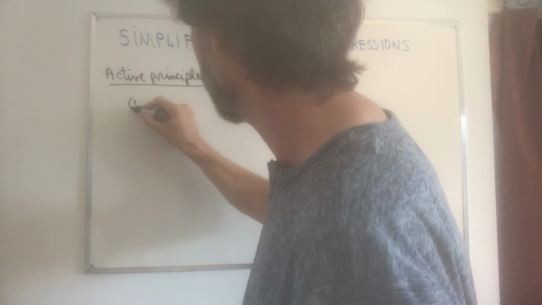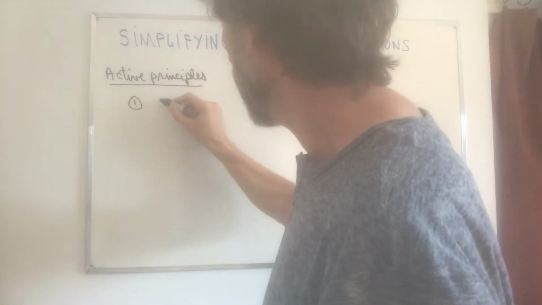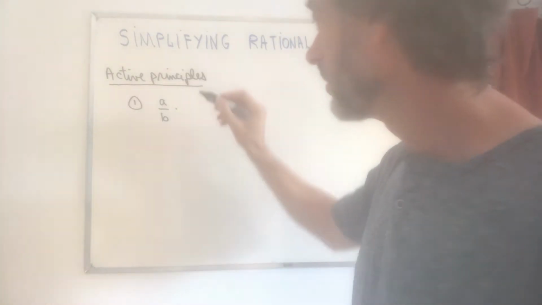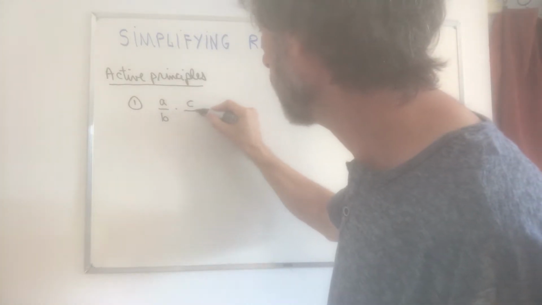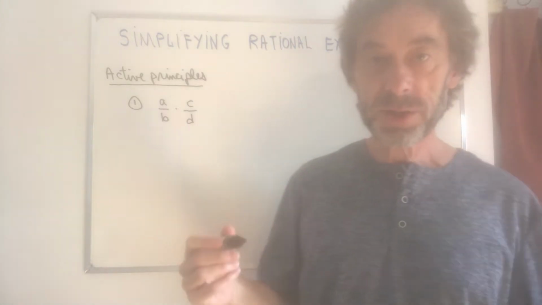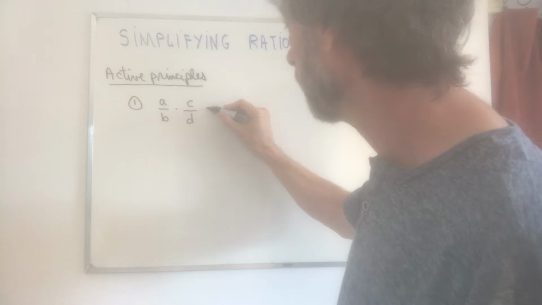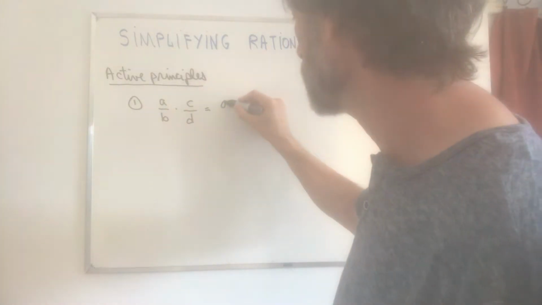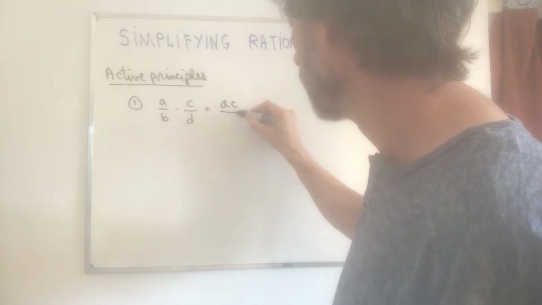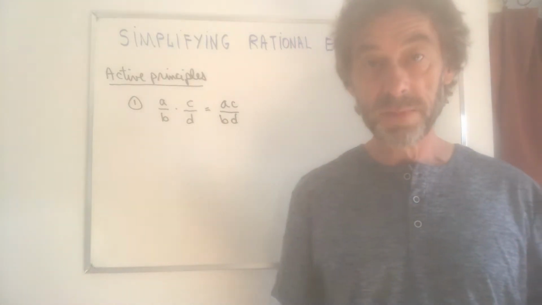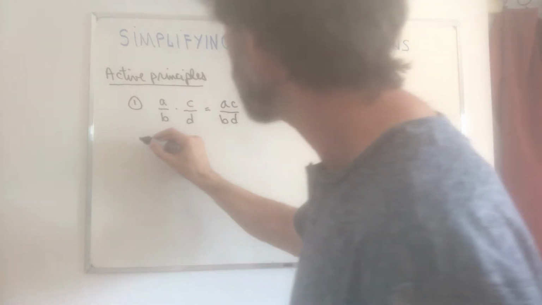So the first one, if I have A over B that multiplies C over D. So two fractions multiplying each other. How does this behave? Top with top, bottom with bottom. So that's AC over B times D. Good.